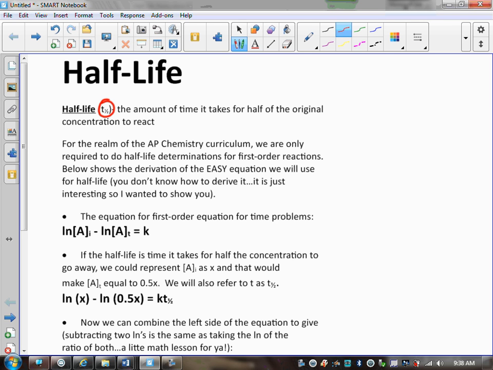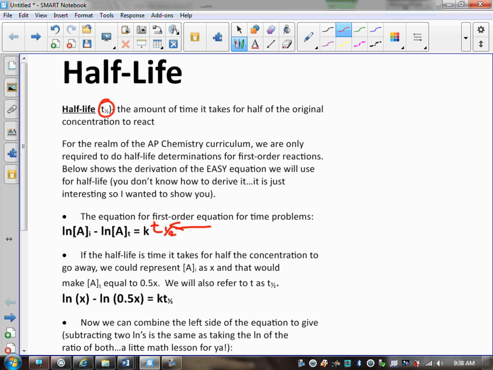So, as I told you before, this is for first order reactions. So you see your first order time equation that we have learned before. And I don't know why my T is missing from there. So there should be a little T1/2 on there. I think it's on your paper. For some reason, it just didn't show up on my smartboard. And so that's your equation for first order problems.